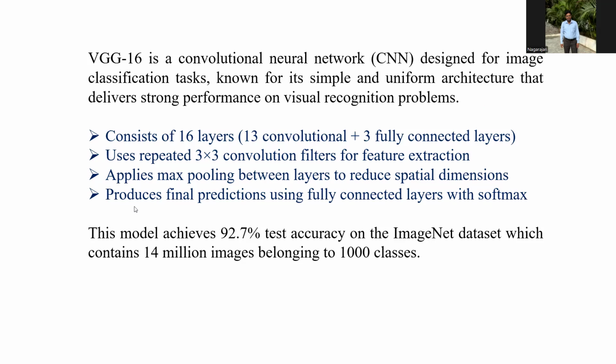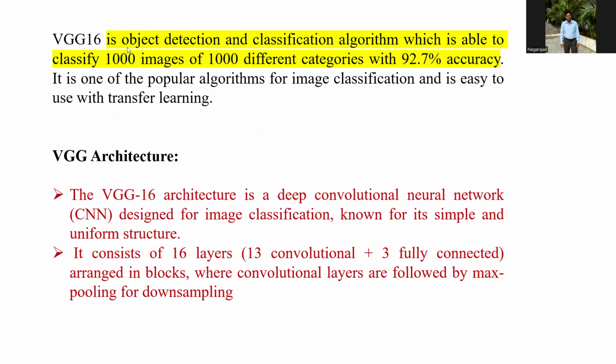Here, the model generally achieves 92.7% test accuracy on image data. That means classification is given, because it's one of the familiar object detection as well as classification algorithms, which can classify images into 1,000 different categories with 92.7% accuracy. So remember, if you have images of whatever different categories, we can categorize them with the help of this VGG16 model. It's also a very popular algorithm, where we can utilize VGG16 with transfer learning.